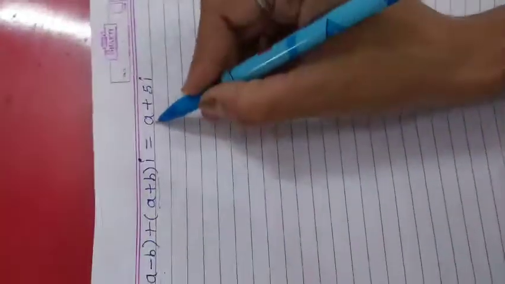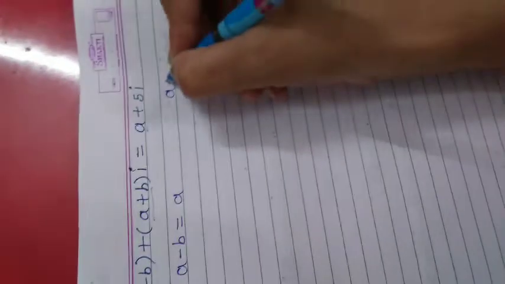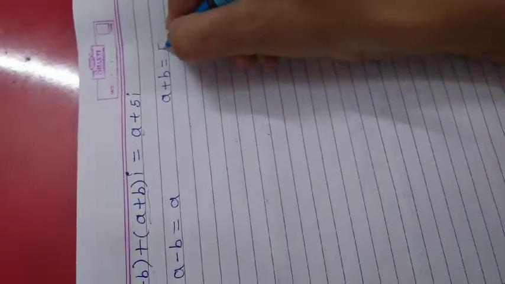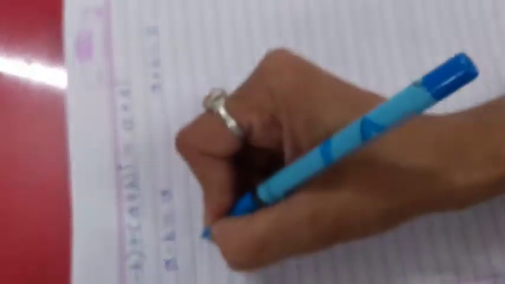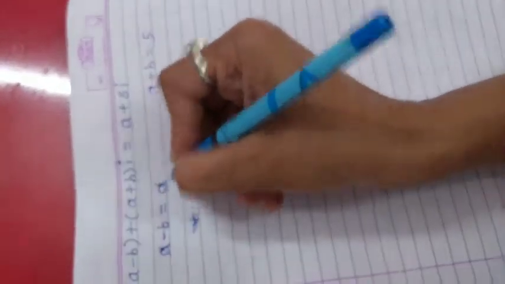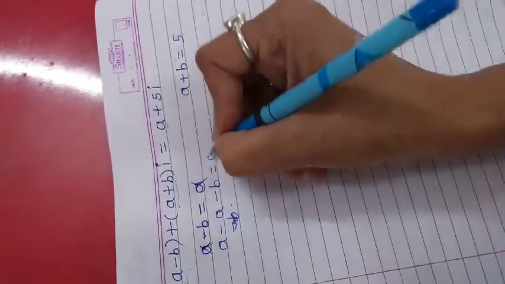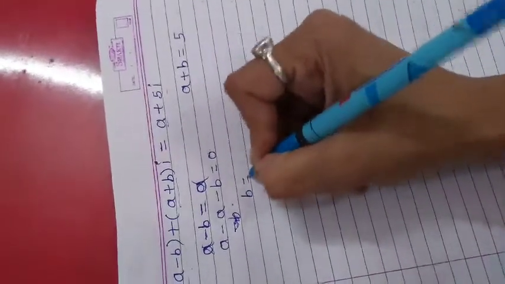Now this is the second example. So this is real part, this is imaginary part, real part, imaginary part. So A minus B is equal to A and A plus B is equal to 5. Now this is A minus B is equal to A. Means A cancels. So minus B is equal to, or you can write like this, A minus B is equal to A. So this is A minus B is equal to 0. So ultimately we will get B is equal to 0.